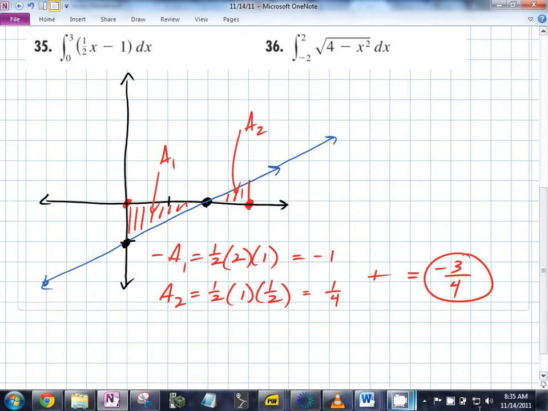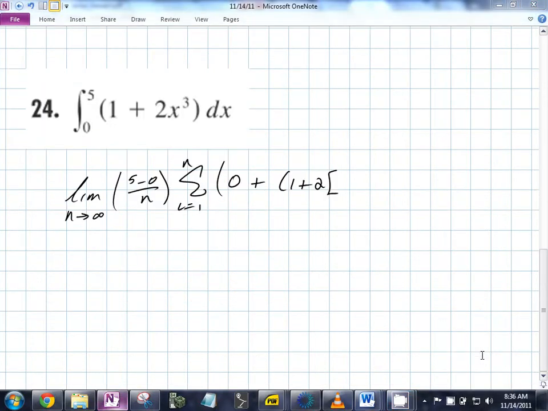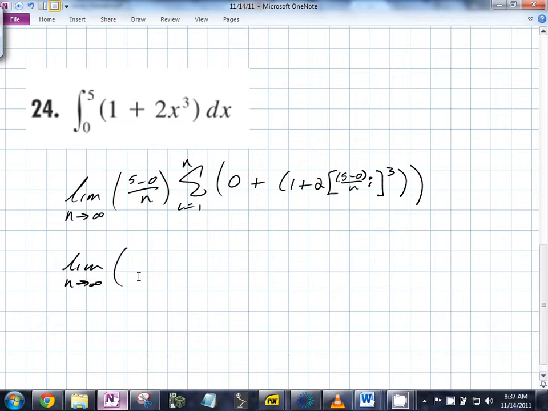It is going to be 5 minus 0 over n times i to the 3. Like that, sure. I put in all those zeros. Is it always starting at 0? No, we can clean it up just a little bit. Limit as n goes to infinity of 5 over n times the summation of i equals 1 to n of 1 plus 2 times 5i over n to the 3.